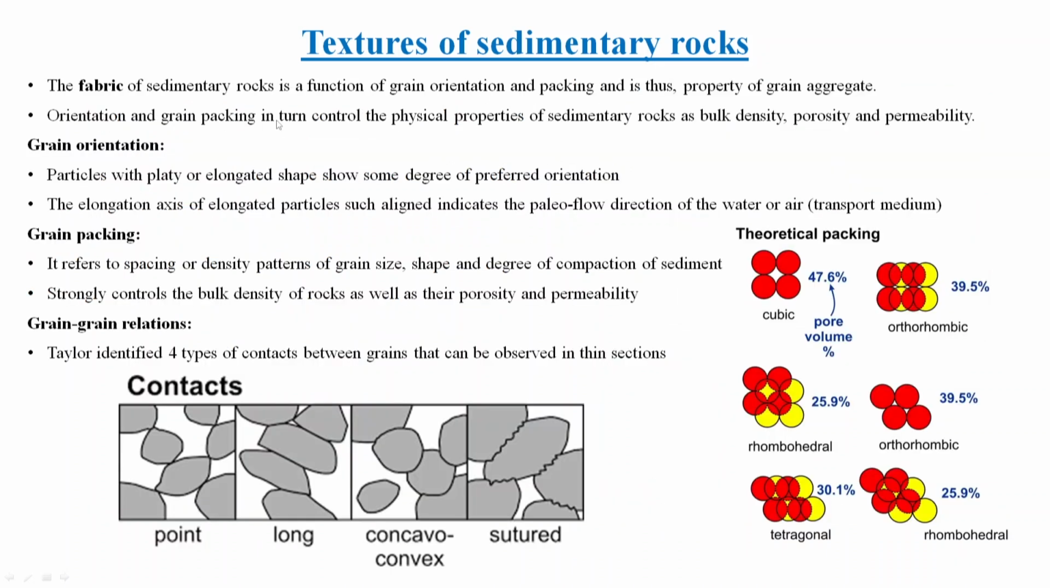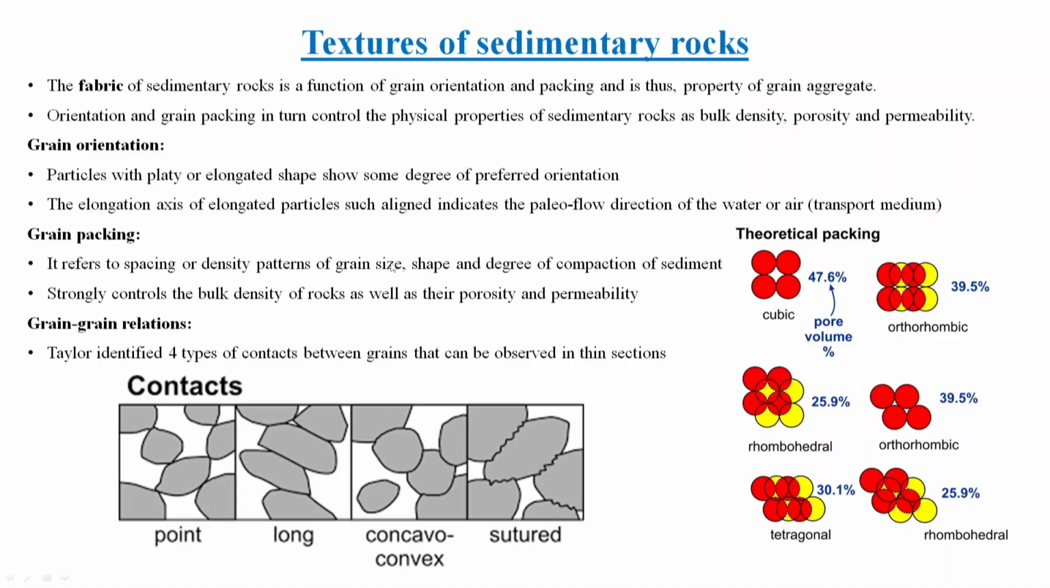Then you also have the orientation of grains, which will define the fabric. You also have the packing of the grains, how good your packing is, which will also define it. Another component of texture is the interrelationship between 2, 3, 4, or even more grains which have a shared grain boundary. Some grains are sharing their boundaries, so based on the grain contacts you can also have an idea about the fabric of the sedimentary rocks.